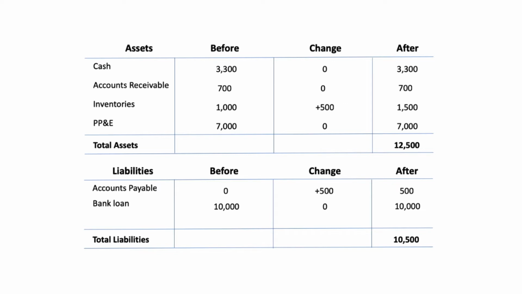So our total liabilities is 10,500. We still see the difference between total assets and total liabilities. We can ignore that for now, since we will be covering it as we get closer to completing this example.